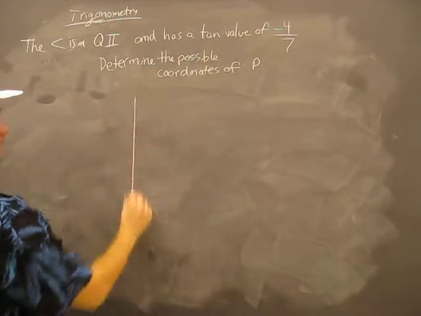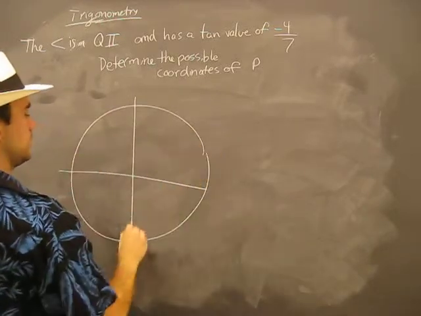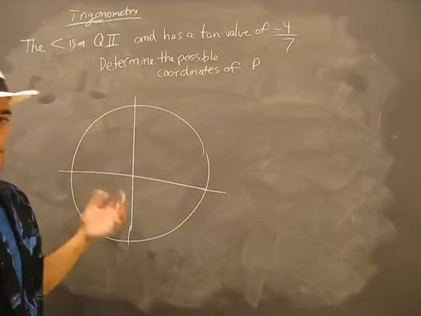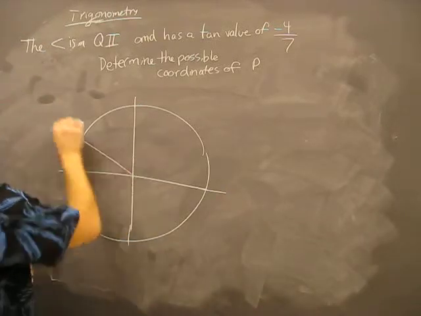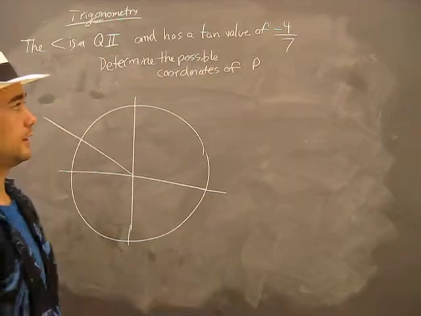First of all, try and draw this circle operation. It says we've got an angle in quadrant 2, so I'm just going to shoot one out there. So that's good. A tan value of -4/7.